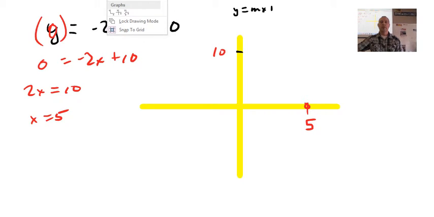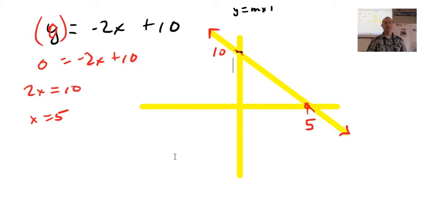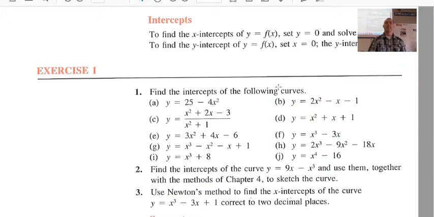And of course, we connect that with a line. And that's our line. Boom, got it. Okay? Intercept there, intercept there. Okay? Intercepts, really easy, right? Okay, let's get back to our book.